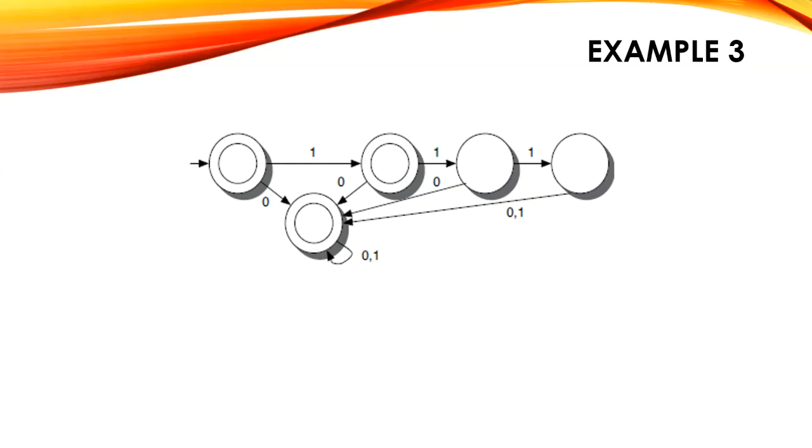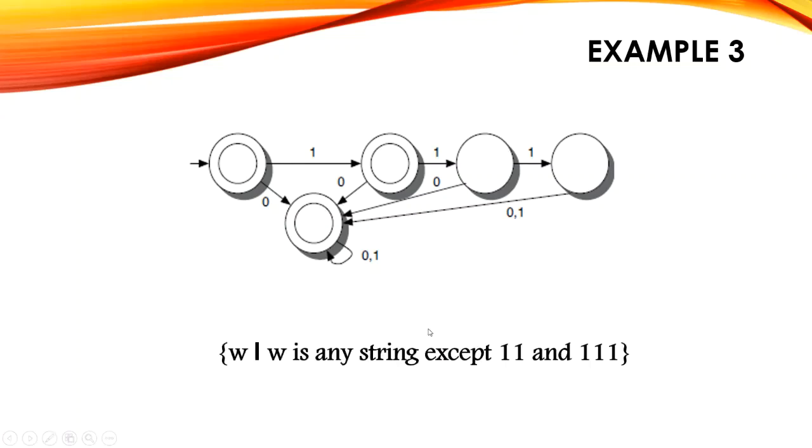So based on this, which string will not fall on a final state? In this example, disregarding this final state, a string equal to 1, 1 or 1, 1, 1 will fall to a non-final state. Therefore, those are the strings which are not accepted. So our rule is any string except 1, 1 and 1, 1, 1, and the rest will be accepted.